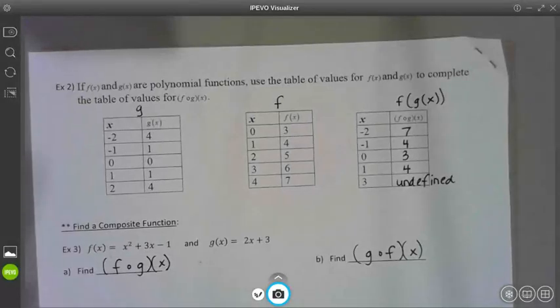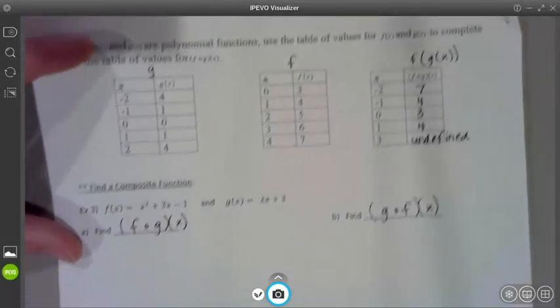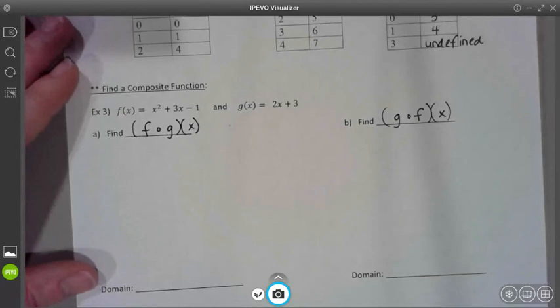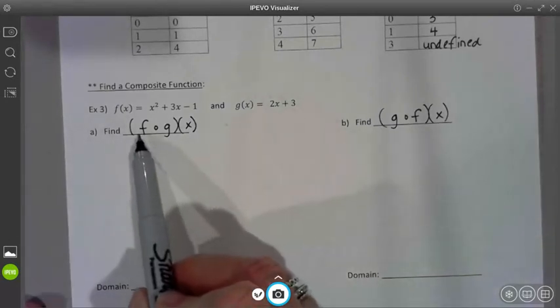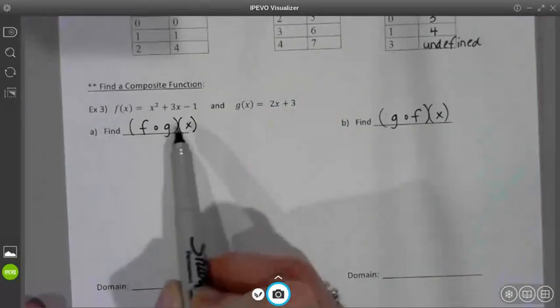All right, perfect. Now they're going to ask you to physically find a composition function. If you notice in the previous example on the first page, they asked us to find f of g of 1. So they gave us a number to replace x with. We were replacing x with a 1, and we had a starting point. Well, here they're not. They're asking you to find f of g of x.